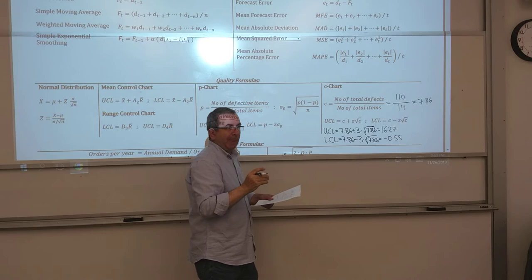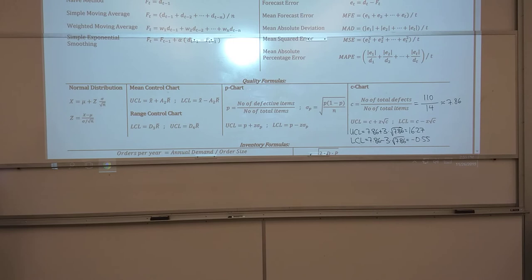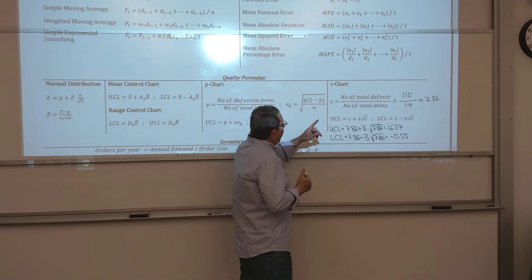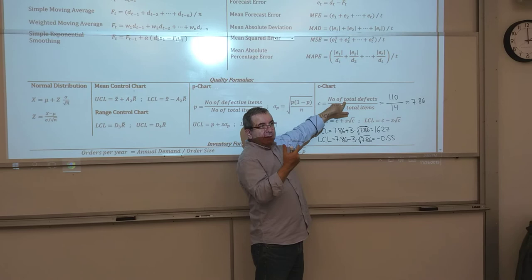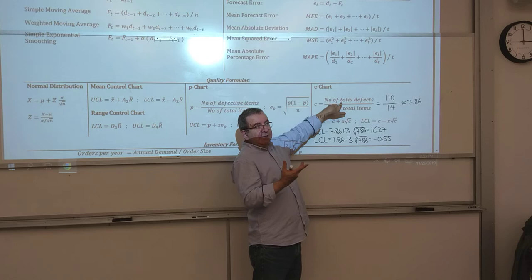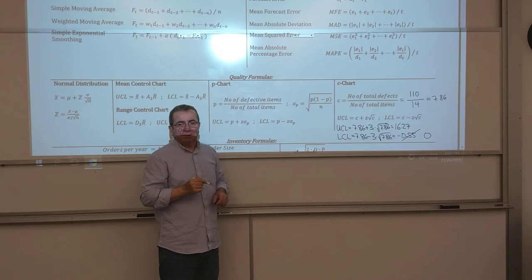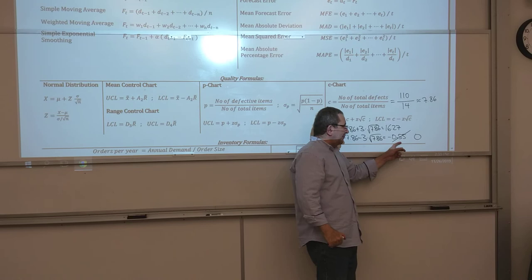So the lower control limit comes out to be a negative number. However, when we are counting the number of defects, the lowest number of defects can be 0, but you cannot have a negative number of defects. So we set this to 0. So we cannot have a negative number of defects. So we set the lower control limit to 0.